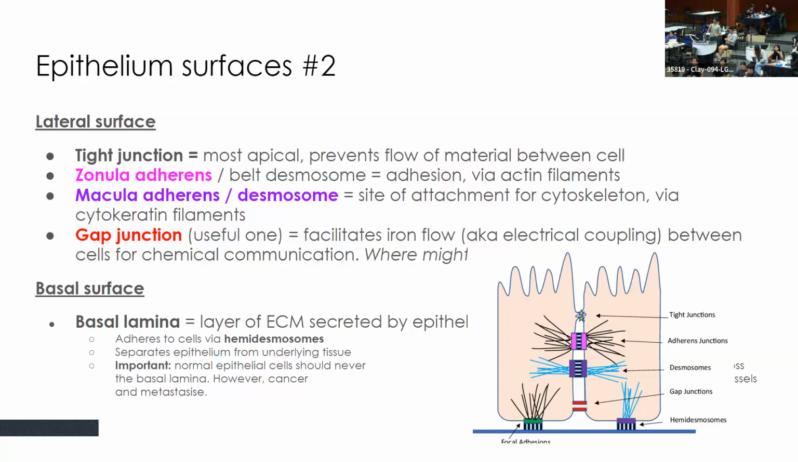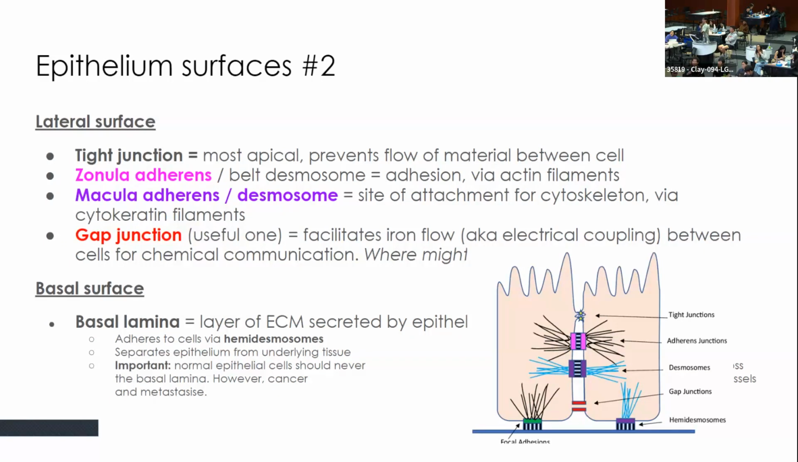Good stuff. Anyway, on the basal surface, you've got your hemidesmosomes, which essentially just glue the epithelial cell down to the basal lamina. An important thing to note here is that the epithelial cells should never cross the basal lamina. The only time that this really happens is in cancer once it metastasizes, which is not a good thing.